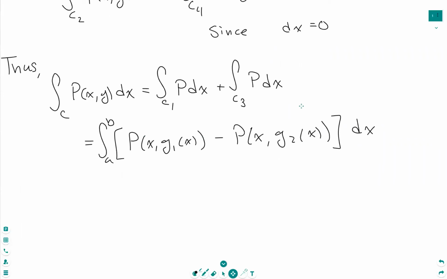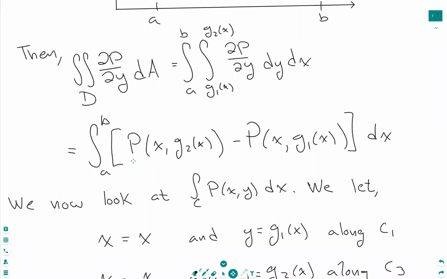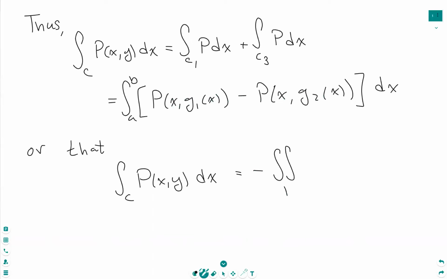But this looks awfully familiar to that double integral, right? If I scroll all the way back up here, this double integral that we wrote was exactly this. We had P with G2 subbed in minus P with G1 subbed in. Here's the same thing. So it looks like the line integral over C of the function P of x and y dx was equal to, there's a difference between this one and the one above, in that now this is G1 minus the one with G2 subbed in, so there's actually a negative. So we have minus the area integral over D of partial P partial y dA.